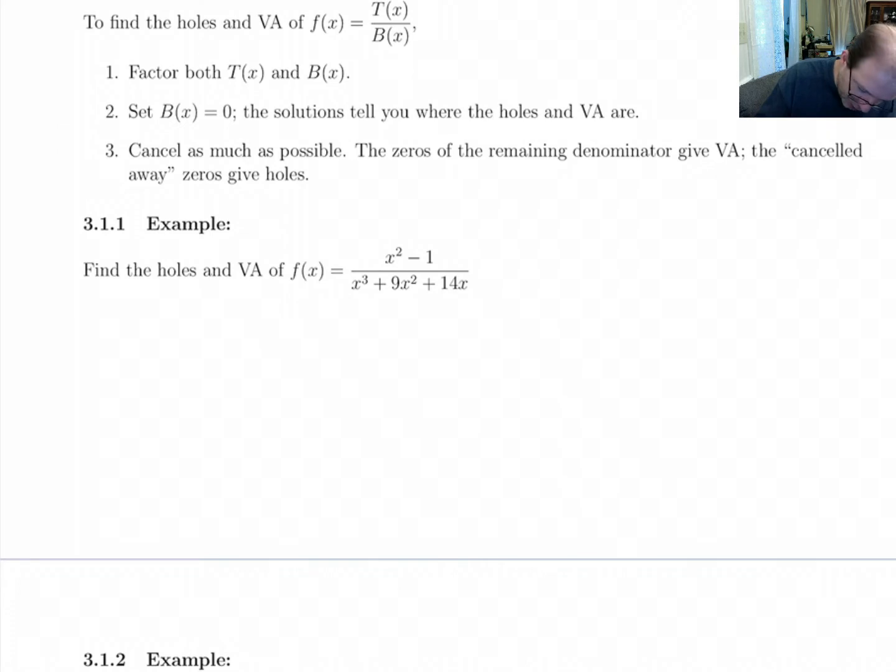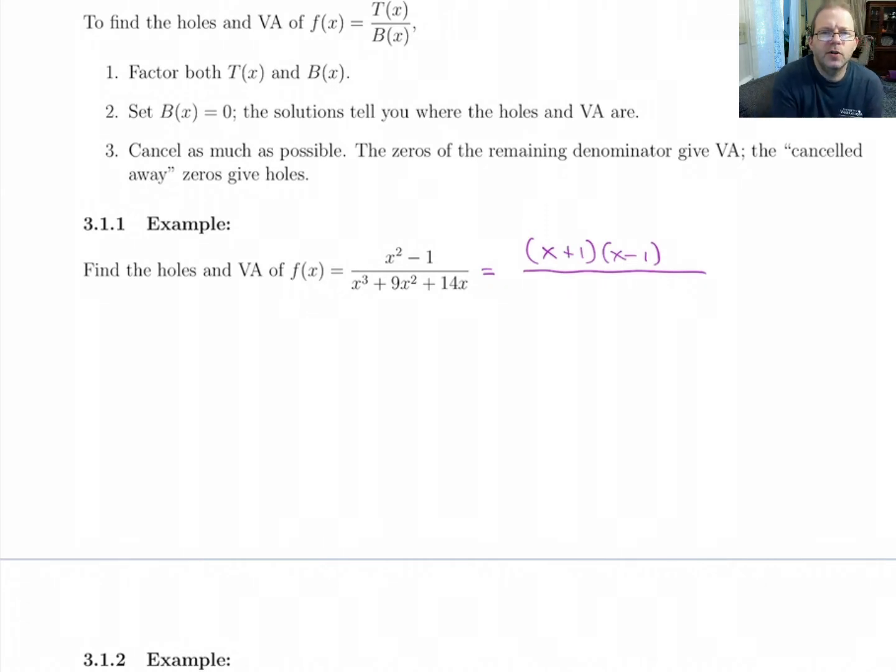We're going to do this one without even looking at the graph. Find the holes and vertical asymptotes of this. All right, the top of this factors into x plus 1, x minus 1. Okay, the bottom, that's a cubic. We can't factor cubics in general, at least not easily, but this one we can factor because we can factor out an x. And then we can factor this as if it were a quadratic. We need numbers that add up to 9 and multiply to 14. So 2 and 7.